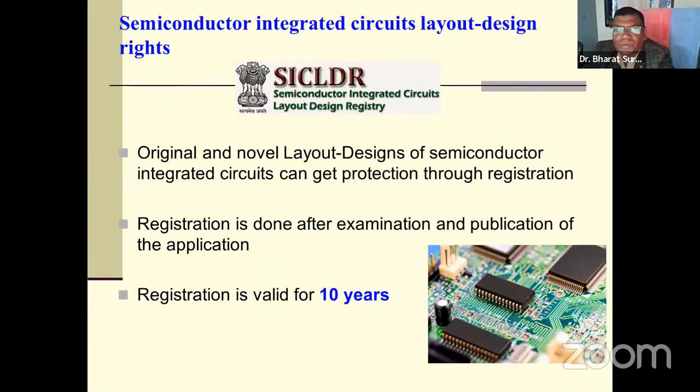Another kind of intellectual property is called layout of integrated circuits. We are using Taiwan and China chips. Why can't we make our own chips? Electrical and electronics people know what electronic chips are. They are semiconductors, integrated circuits, and they can get registered with the government of India. We can get a term of 10 years, and you can sell to any company and get royalty out of that.